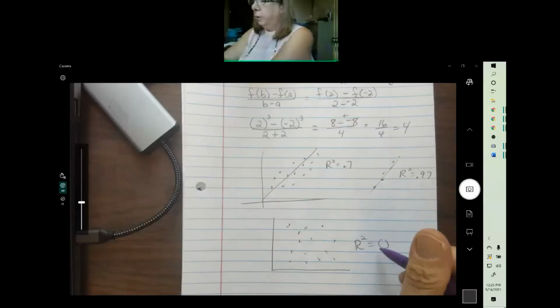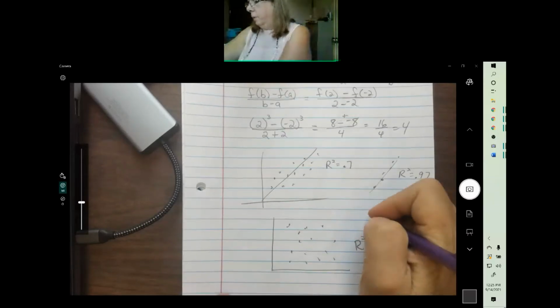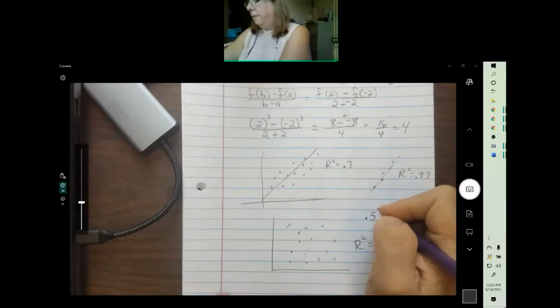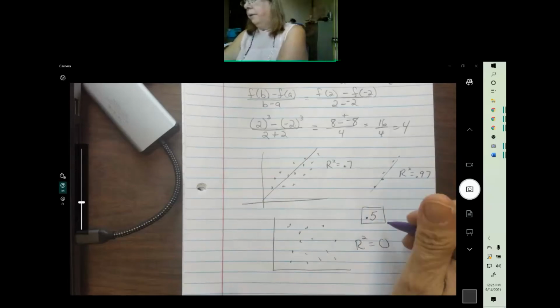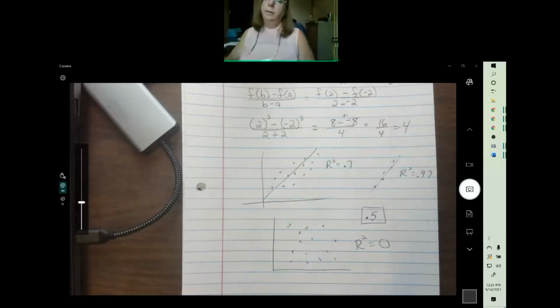Closer to 0 is weak, closer to 1 is strong. And we go with 0.5. If it's 0.5 or above, there's a relationship. But if it's below 0.5, there's not really a relationship. Any other questions?